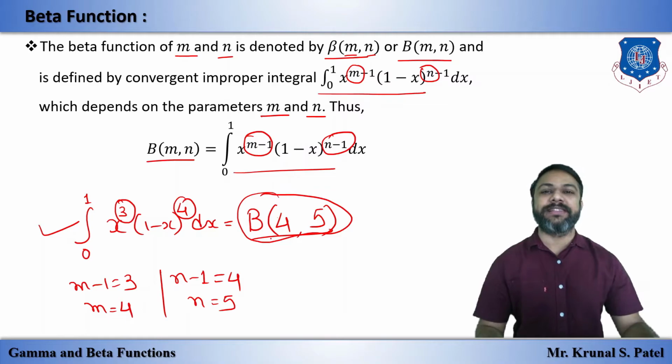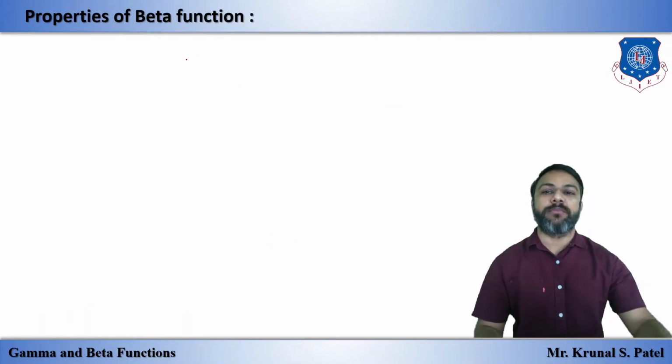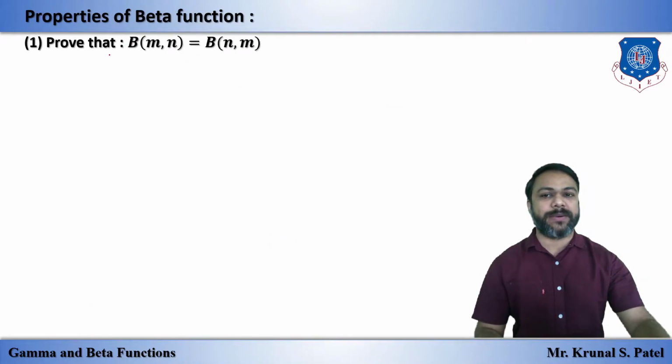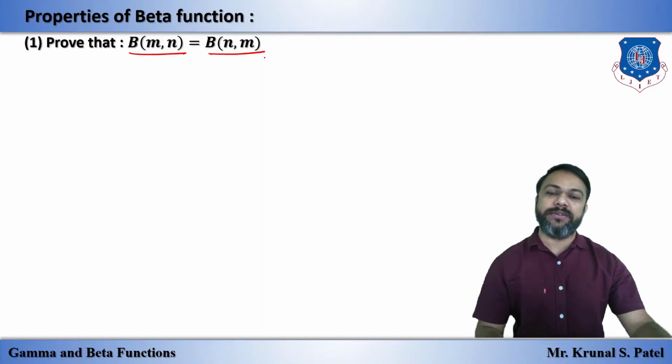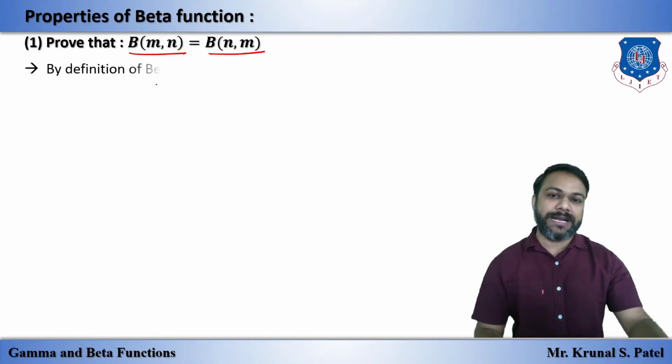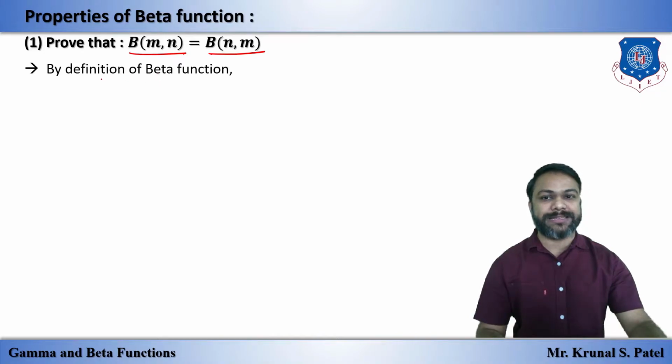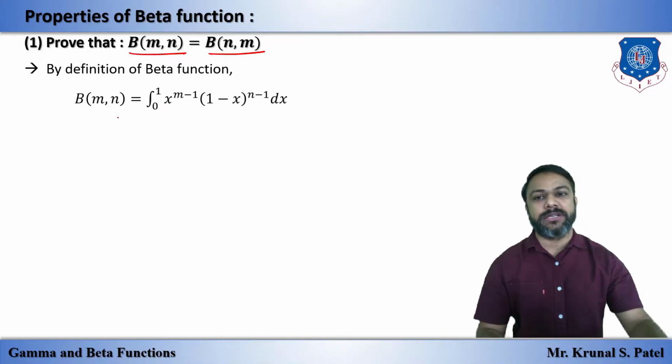Okay, so let's start with the properties of the beta function. The very first property: prove that beta mn is equal to beta nm. As we have seen, beta 4 comma 5 is equal to beta 5 comma 4, both are the same. Now let's start to prove this property. Let's take the definition of the beta function. Now we just have to change beta mn to beta nm, so this will become n and this is m.